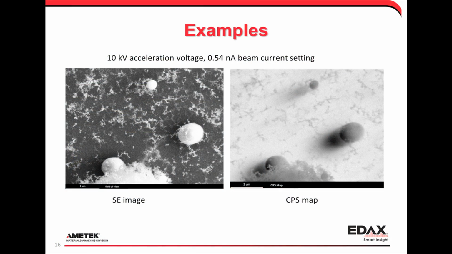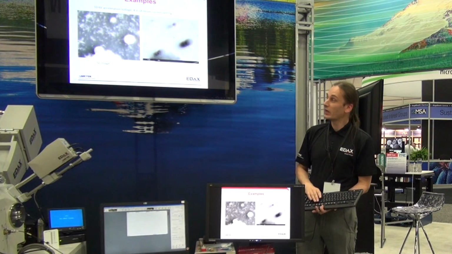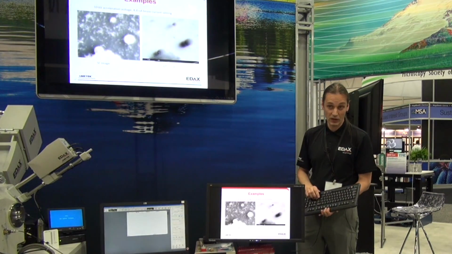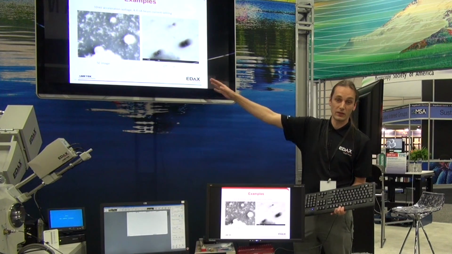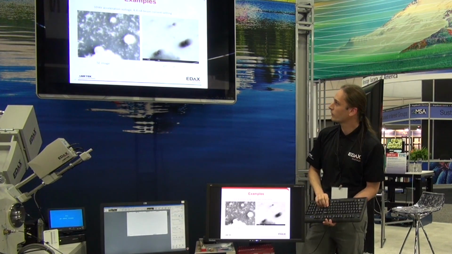So again, this is what we got at 10 kV. And if I increase my beam current, so here I have 0.45 nanoamps. Increasing my beam current means I get a larger spot. And you can see everything is smeared out. Same accelerating voltage. This is purely an effect of the beam probe size. We can see it in the secondary electron image. So on the left, that's our SEM image. On the right is the total CPS for X-rays.